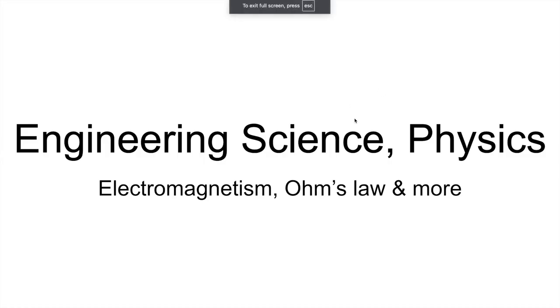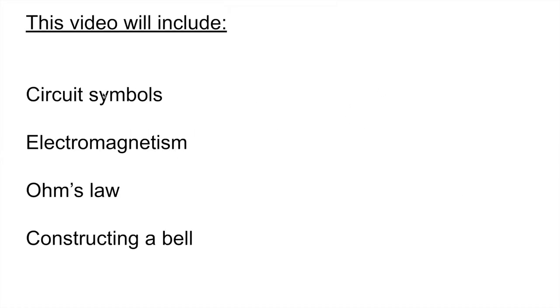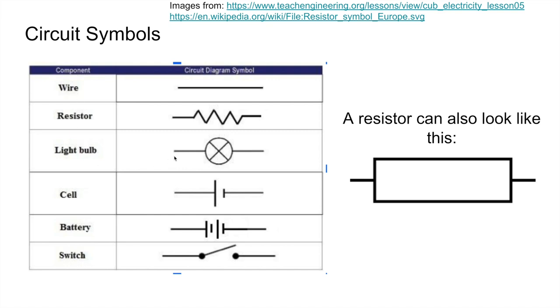Hello all, in this video we will be discussing engineering science and physics for year 8. This will mainly be circuit symbols, electromagnetism, Ohm's law, and constructing a bell. First of all, let's go over circuit symbols.